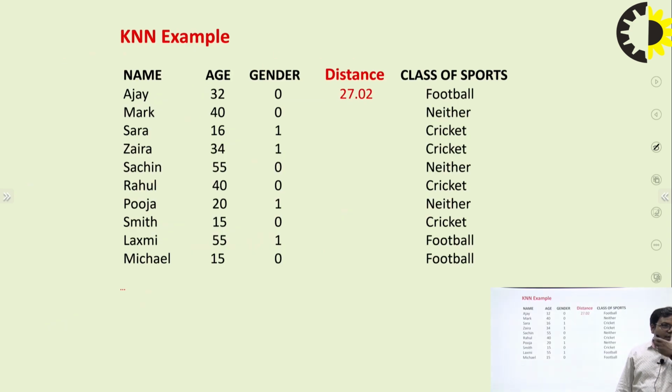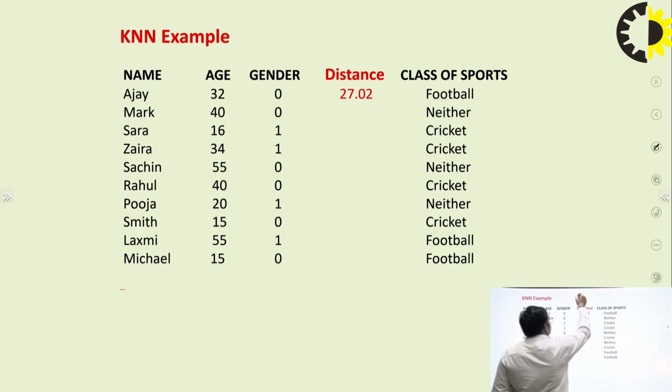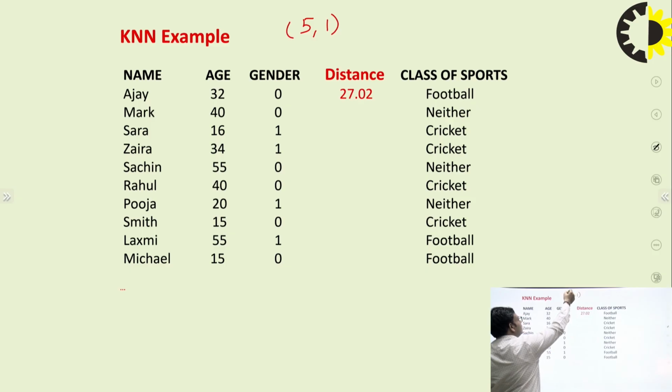On calculation, we get the value 27.02. Likewise, there is the whole table. Let's see what happens. The new, or query, instance was 5 and 1, the x1 and the y1. Let's see what is happening.